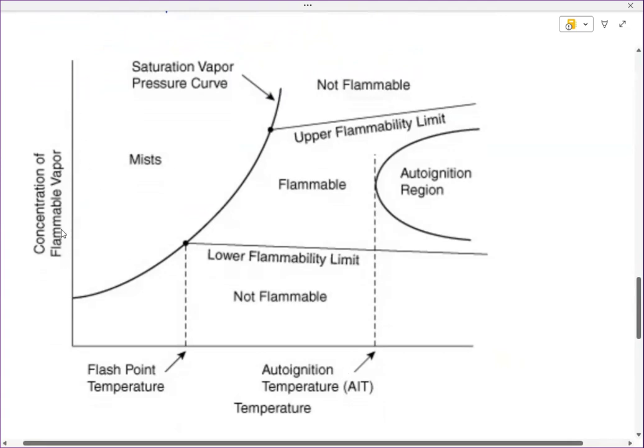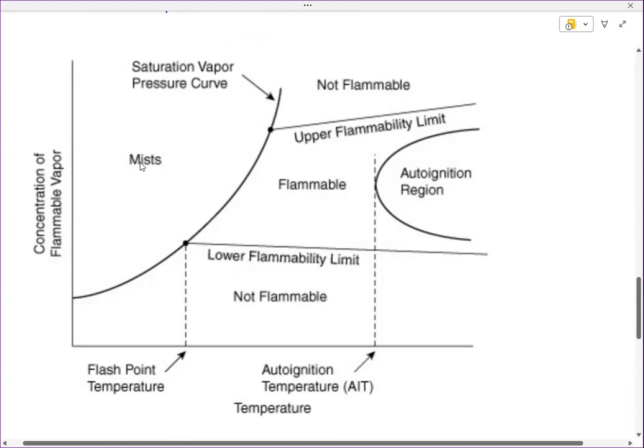So on the y-axis, we have the concentration of flammable vapor. This is all vapor phase, by the way. So as you move up the y-axis, you're getting more and more concentrated in your flammable thing. The x-axis is the temperature. So this region where it says mist is below the saturation temperature. So imagine here that this is cold but high concentration of flammable. Stuff is going to start to condense. And that's what it means by mist.